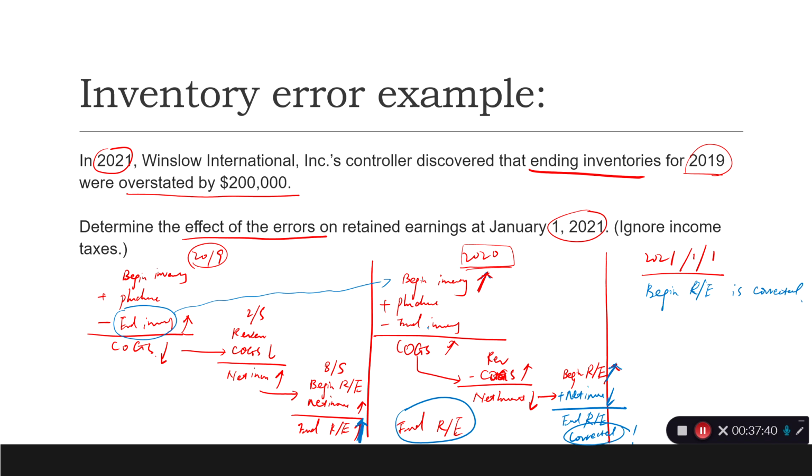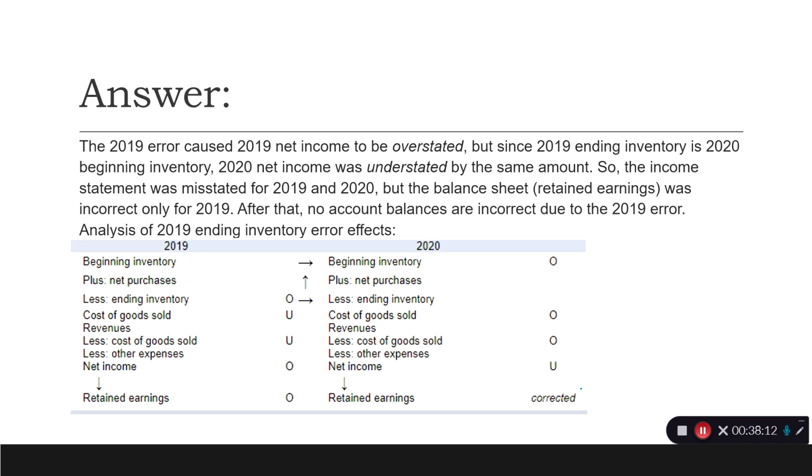This doesn't always happen, right? What if the question is asking about January 1st of 2020, what's the effect of the errors on retained earnings? Then you will say it's overstating the retained earnings. But the question is asking about January 1st, 2021. If you go through this logic, you will find that the mistake is canceled out. But be careful, in the exam, it might not cancel out. You have to go through the steps. Okay, so the answer here, you can read here.